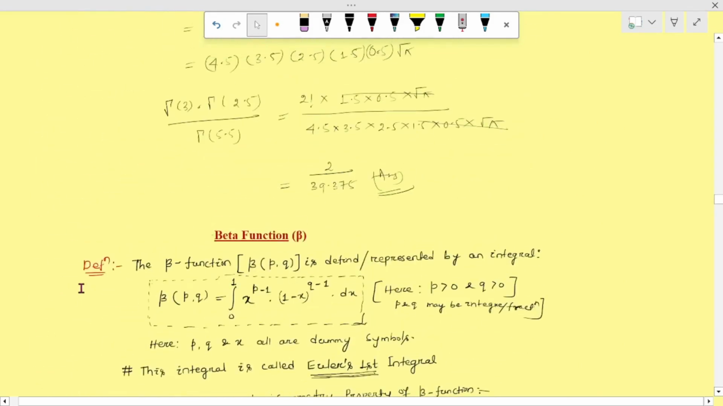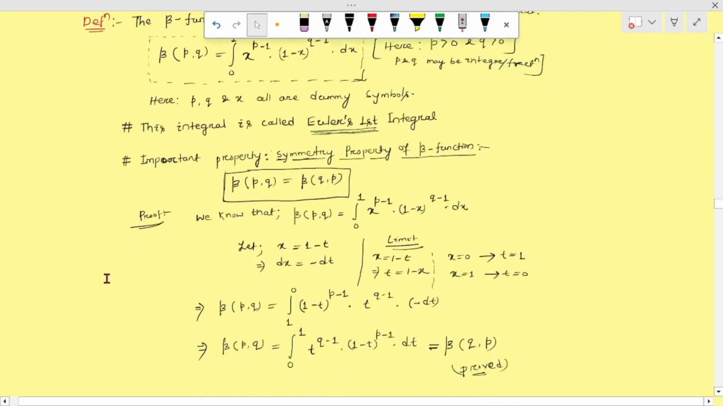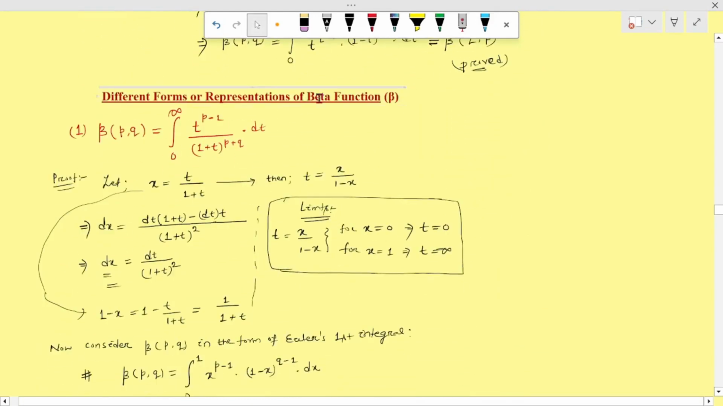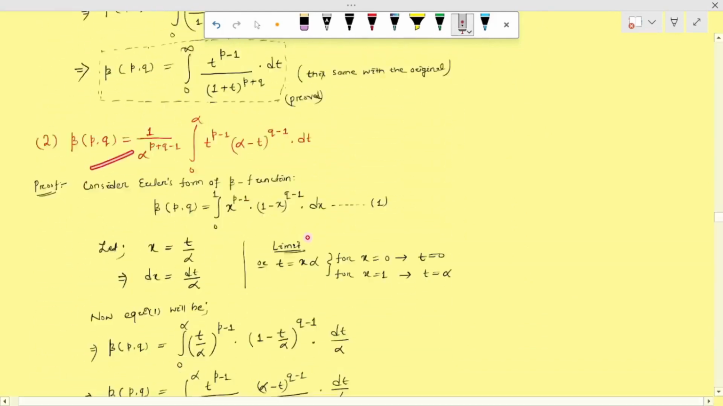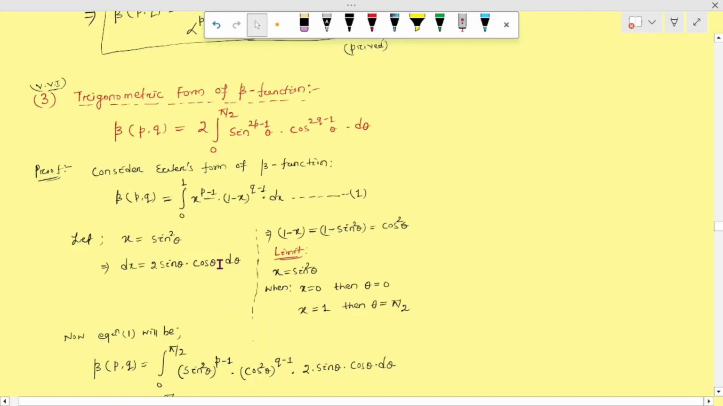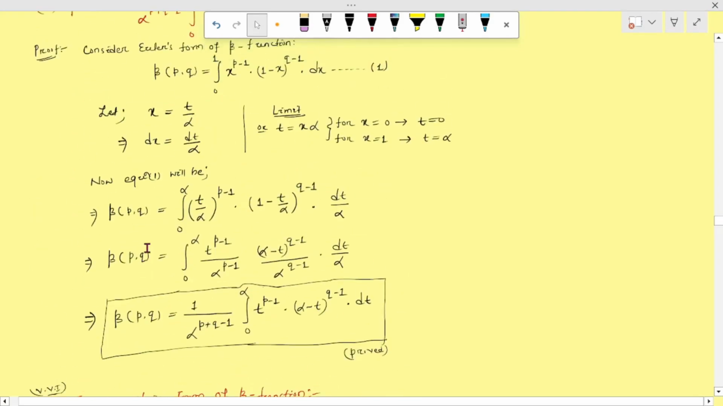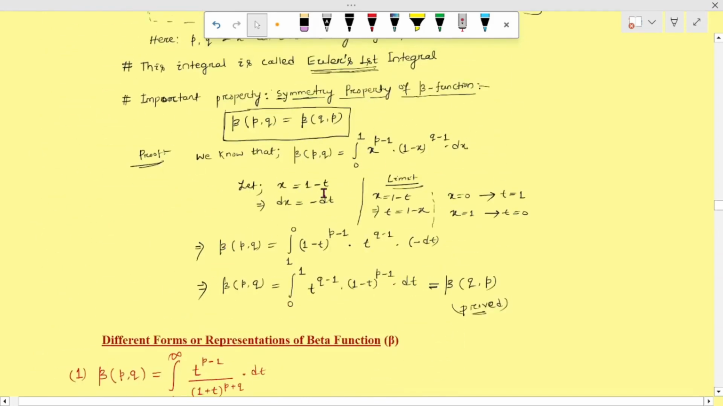Here I am going to show you this one. This is the definition of the beta function and its different forms, or representations. This one, two, and the last one, the third one, is the trigonometric form of the beta function. So the six questions we solved in our last class were solved by using these three different forms of the beta function and the definition of the beta function.